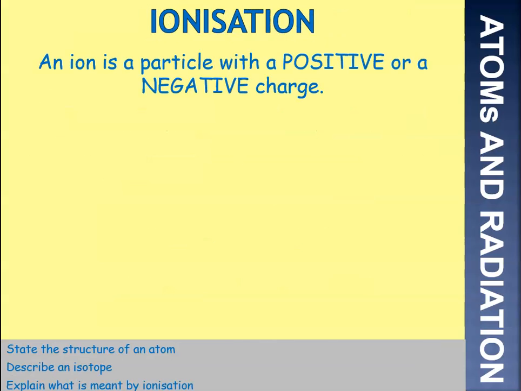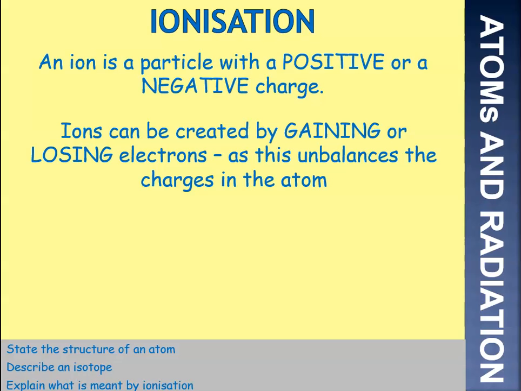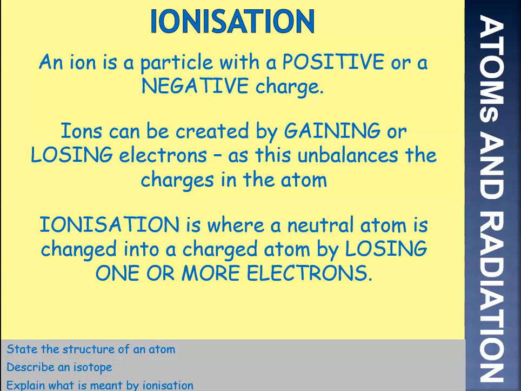Okay, ionization. An ion is described as a particle with a positive or a negative charge. Ions can be created by the atom gaining or losing electrons. This unbalances the charges in the atom. To be neutral, it needs the same number of protons as electrons. If it gains or loses electrons, then that will unbalance the charge. Ionization is where a neutral atom is physically changed into a charged atom because it loses one or more electrons.